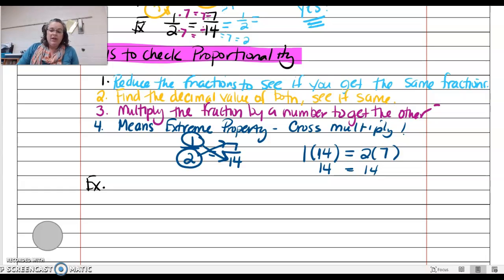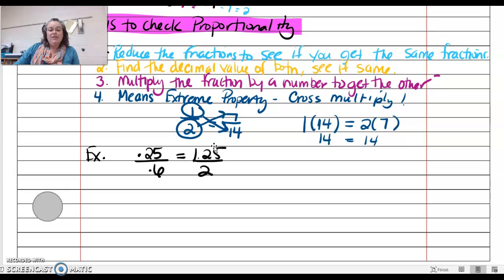So for example, if I give us 0.25 over 0.6, does this equal 1.25 over 2? Are they proportional? Well, we could reduce the fractions, we could find the decimals, we could multiply by some number to get the other one. If it works, then it is proportional. If it doesn't, then we know it's not proportional.